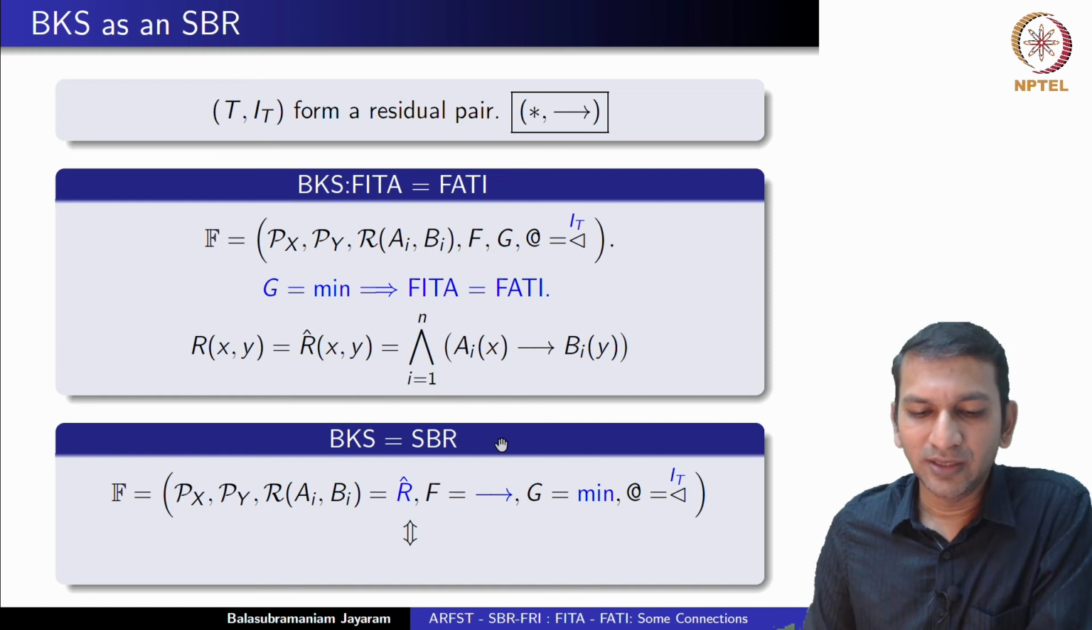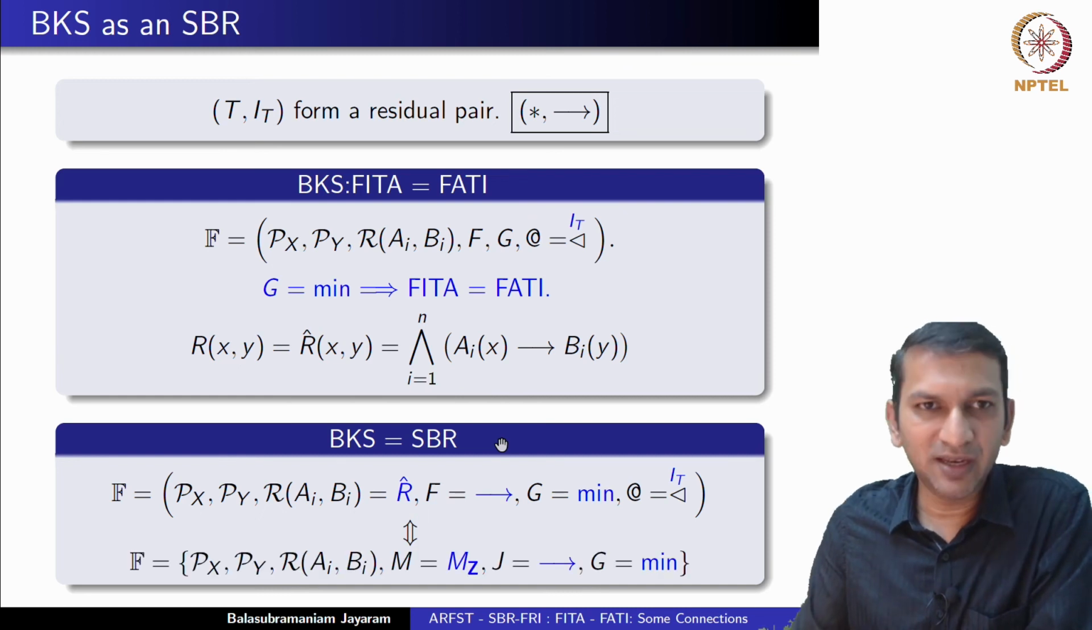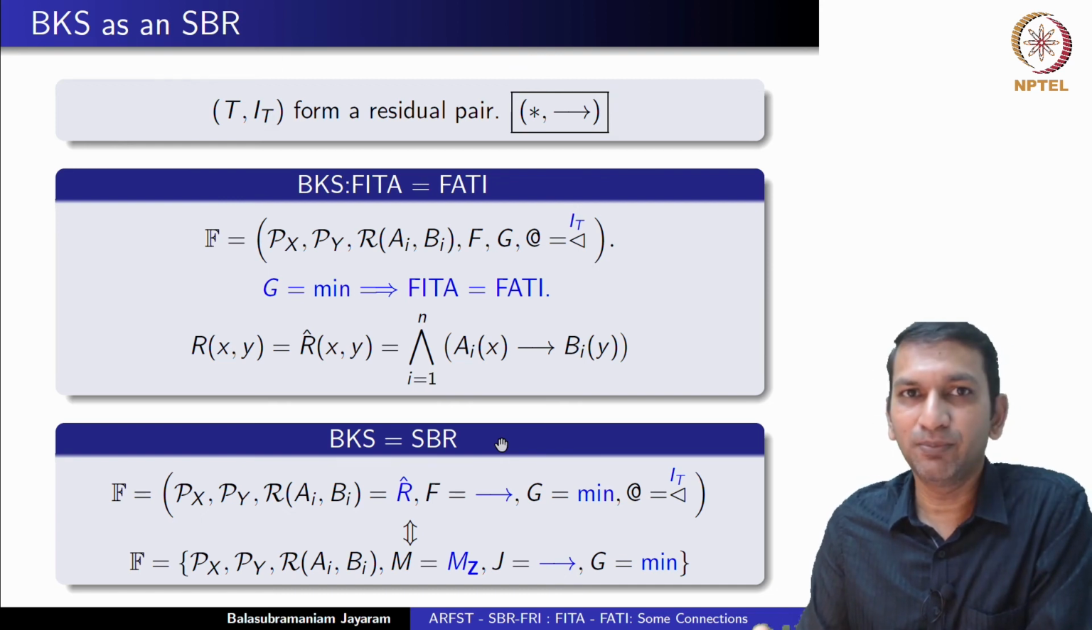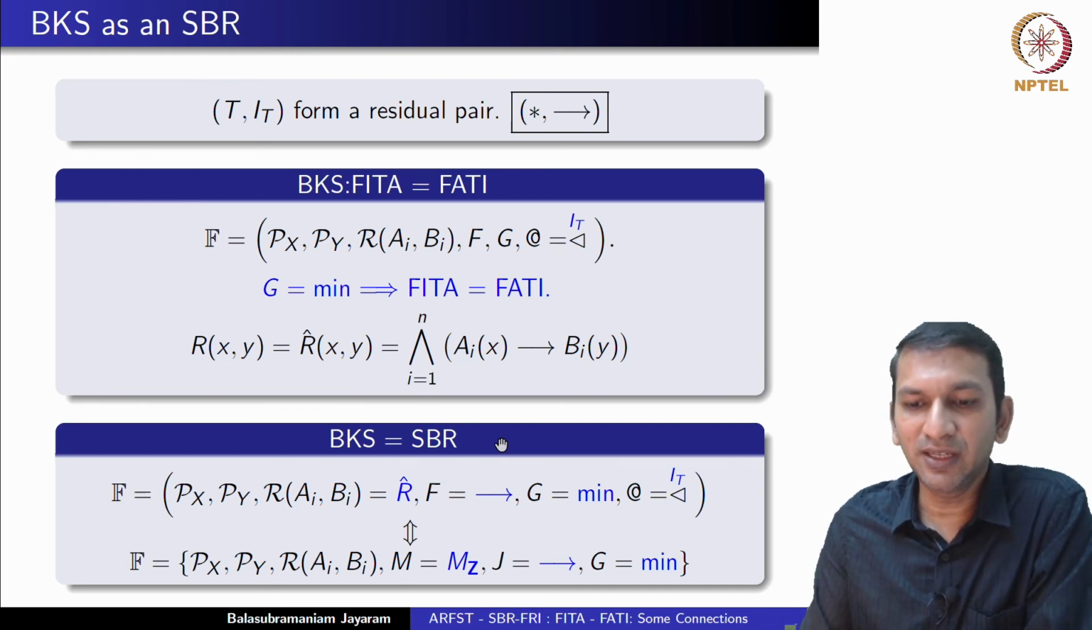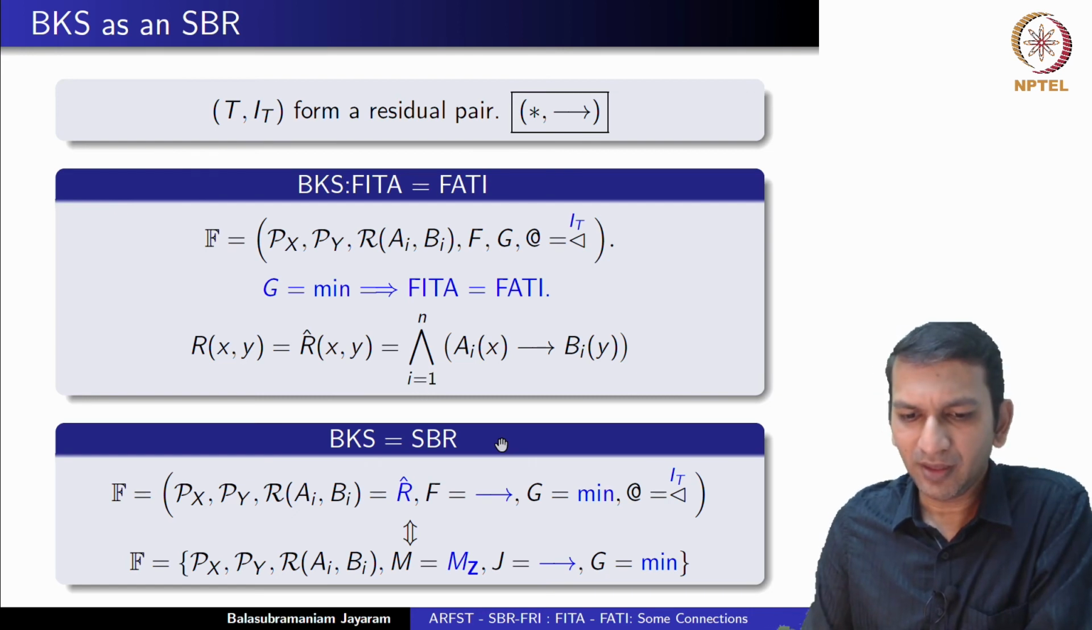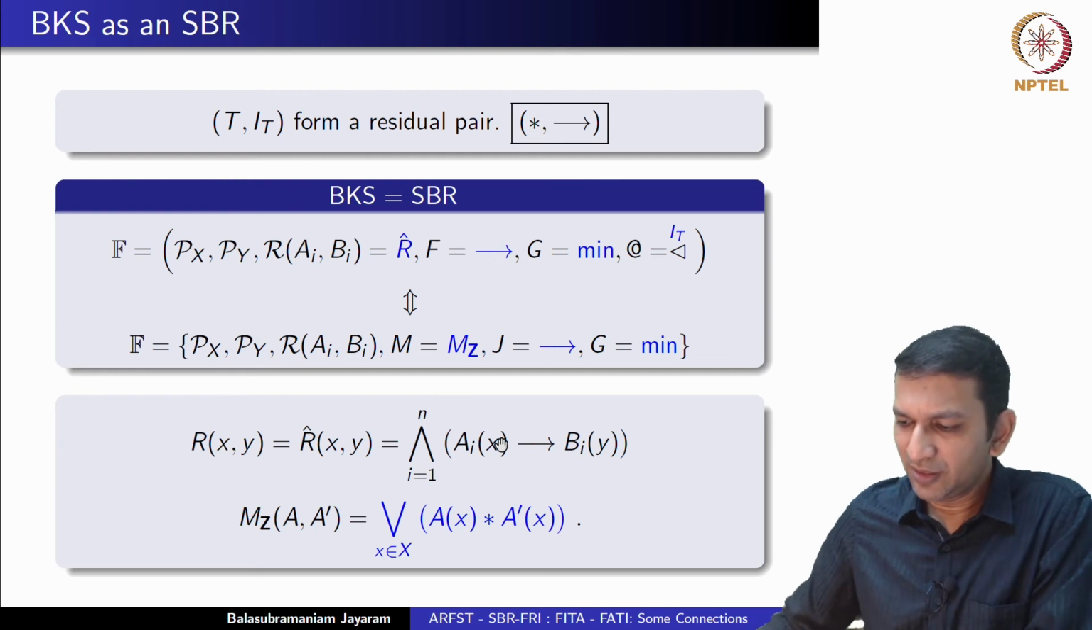We can show that it is in fact equivalent to an SBR inference mechanism, where the matching function once again is the lattice matching function. The modification is given by the corresponding R implication that we are considering, and G, the aggregation, is the minimum aggregation. Let's see how to prove this.